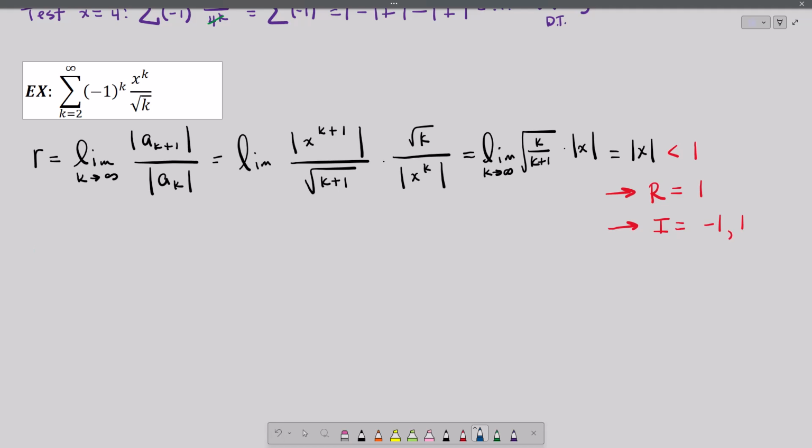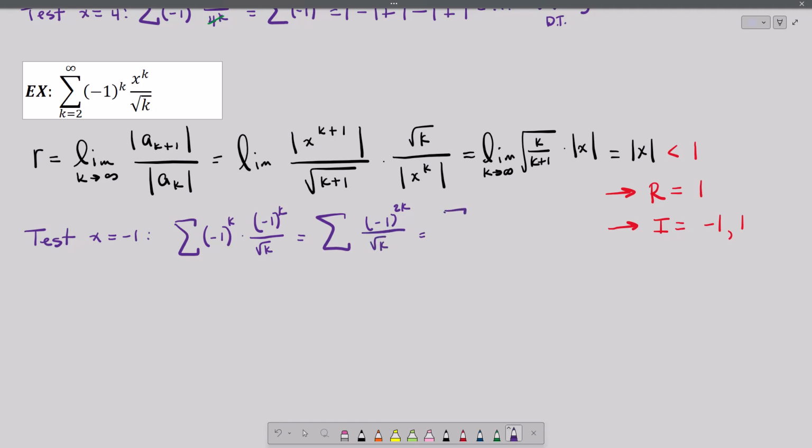Let's use purple for testing. So we're going to test x equals -1. We go up to our series and replace the x with -1. So we have our leading factor out there, our switch, and then we plug in -1. We get -1 to the k, square root k. We're going to combine the -1s, and combining those is going to give -1 to the 2k.